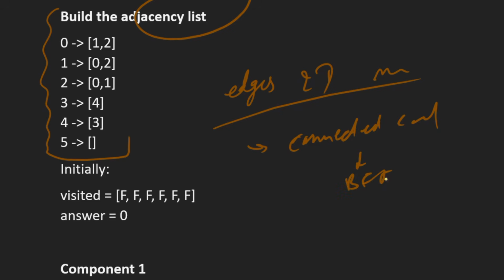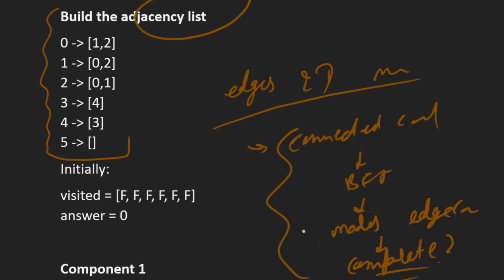using BFS, and then in the BFS we'll count the number of nodes and the edge count, and then using nodes and edge count we'll check whether the graph is complete or not. So this will be our overall approach.